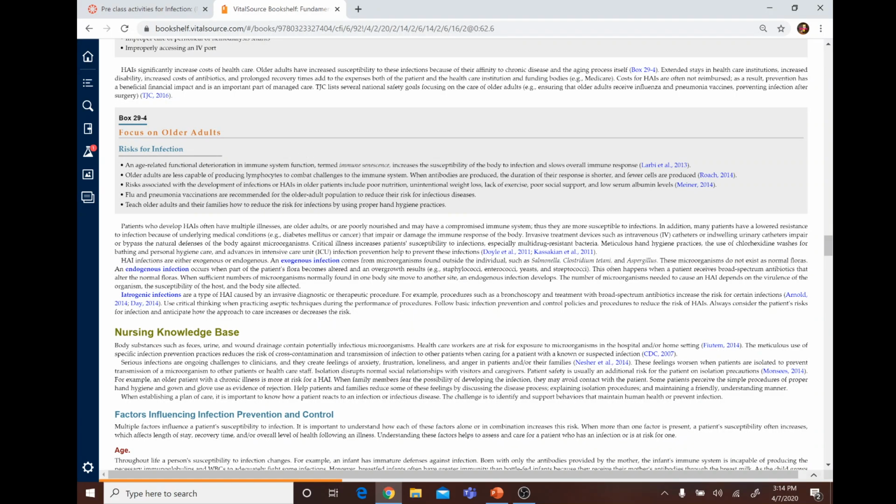Older adults have a thing called immune senescence. It's an age-related functional deterioration in immune function, increased susceptibility of the body to infection, and slows overall immune response. Older adults are less capable of producing lymphocytes to combat challenges to the immune system, and when they produce the antibodies, their duration is shorter and fewer are produced overall. Poor nutrition, unintentional weight loss, lack of exercise, poor social support, and low serum albumin levels contribute to older adults getting HAIs. Flu and pneumonia vaccines are recommended for older adults, stuff like that.